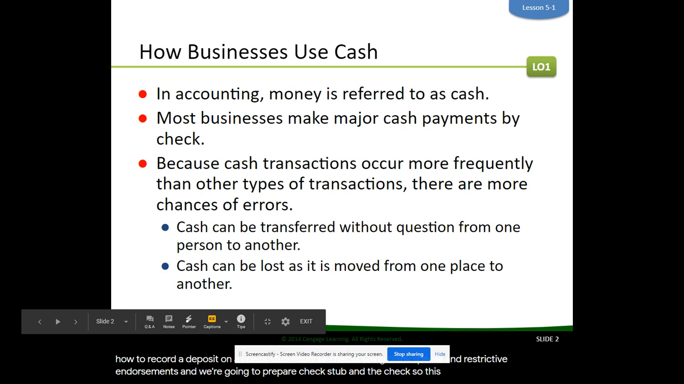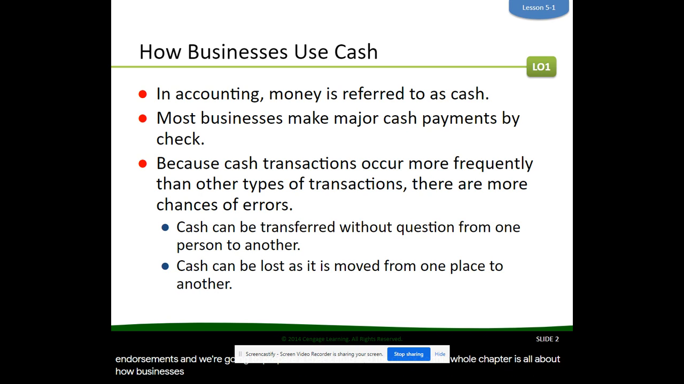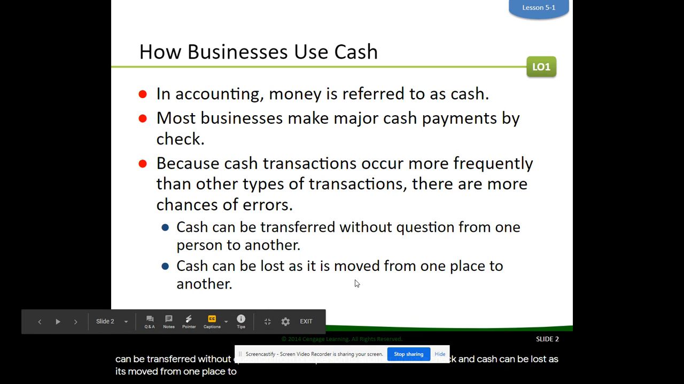So, this whole chapter is all about how businesses use cash. In accounting, money is referred to as cash. And when we are paying cash as a business, this is usually done by check. We talked about that when we went over source documents in chapter two. Because cash transactions occur more frequently than other types of transactions, there's more of a chance that errors are going to occur. And the reason why errors can occur is because cash can be transferred without question from one person to another, unlike a check. And cash can be lost as it's moved from one place to the other.